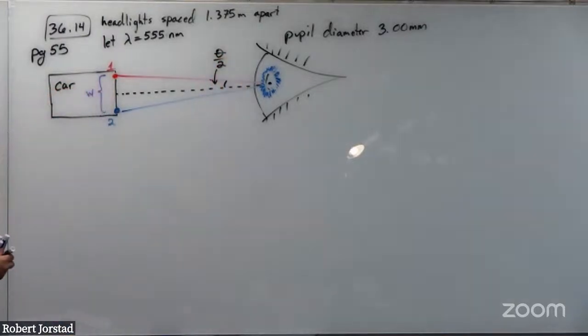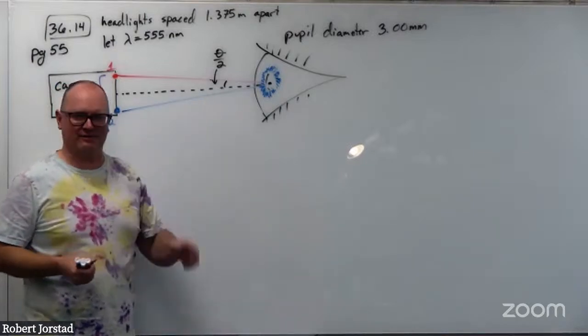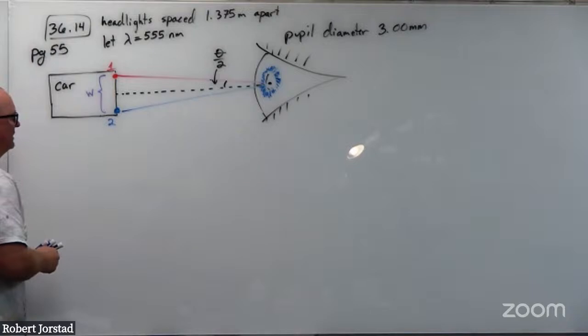I'm going to show you the trig on the half angle, and then afterwards you'll be like, oh, can't I just make this a right triangle? Yes, you can, and I'll show you all that. So let's take a look at this.